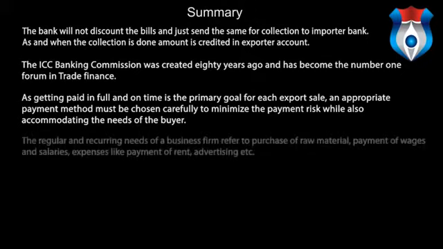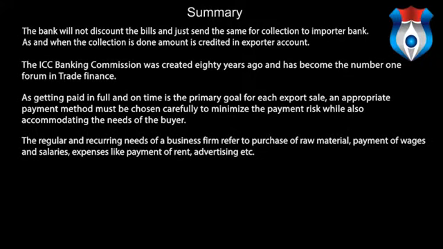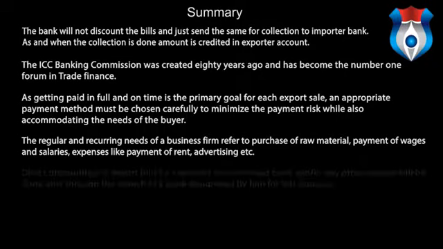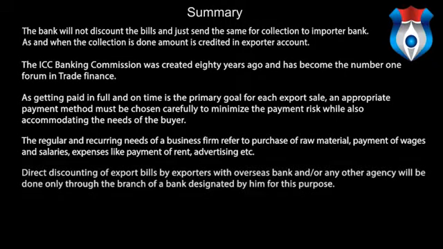The regular and recurring needs of a business firm refer to purchase of raw material, payment of wages and salaries, expenses like payment of rent, advertising, etc. Direct discounting of export bills by exporters with overseas bank or any other agency will be done only through the branch of a bank designated by him for this purpose.